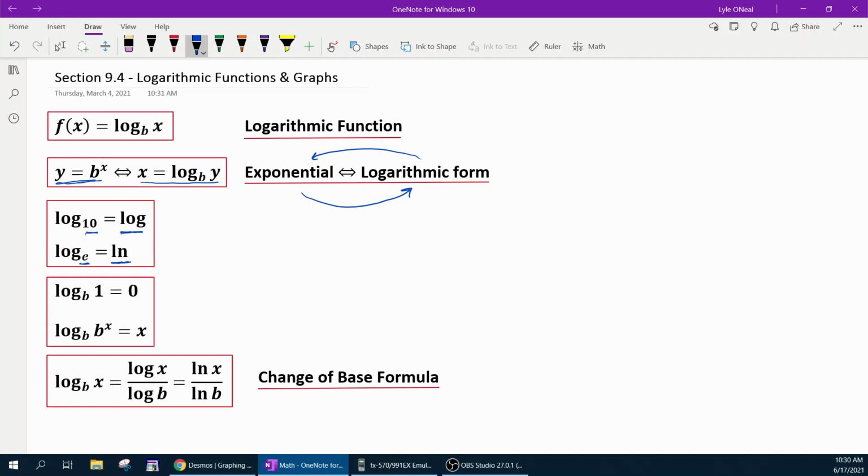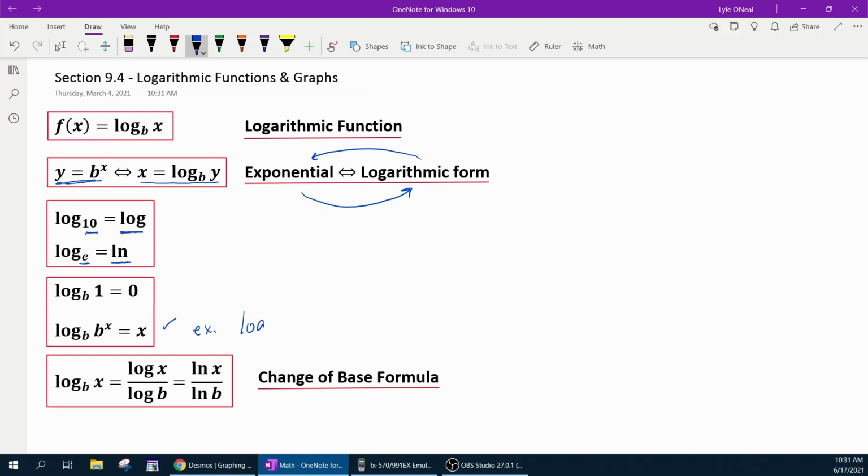Next two formulas are for simplifying logarithmic expressions. The first one says log of any base of 1 is 0. So if you're taking the log of 1, or the natural log of 1, or log of any base of 1, that's going to be 0. And log base b of b to the x equals x. This one is really super helpful, and I'm going to give just a brief example of that real quick.